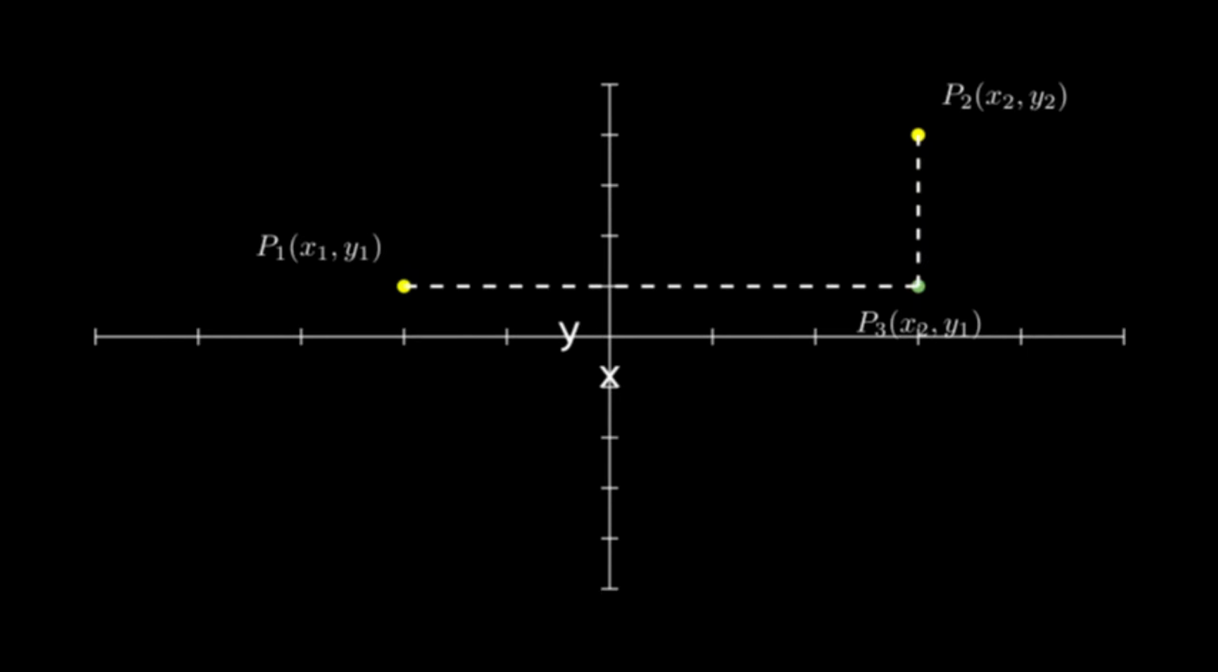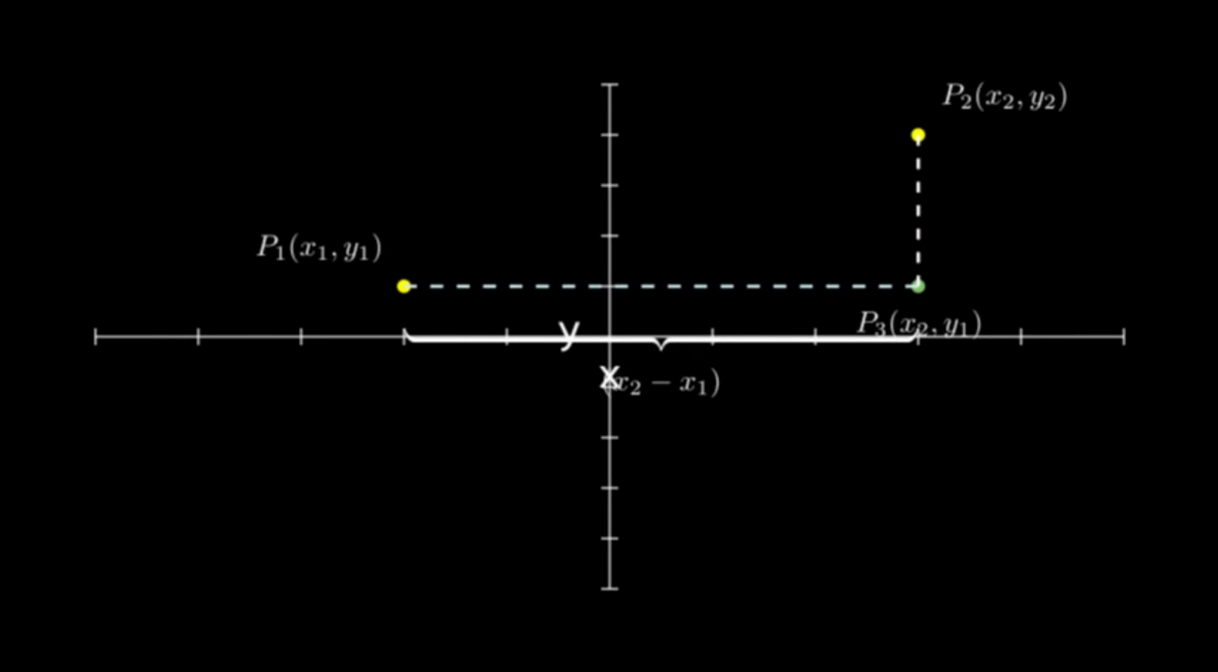By connecting these 3 points, we've formed a right triangle. The right angle is at P3, while P1 and P2 are at the other 2 vertices. This geometric approach gives us a way to calculate the direct distance using the Pythagorean theorem. The length of this horizontal leg can be calculated by finding the difference in x-coordinates. That's x2 minus x1. In our case, that's 3 minus -2, which equals 5 units.